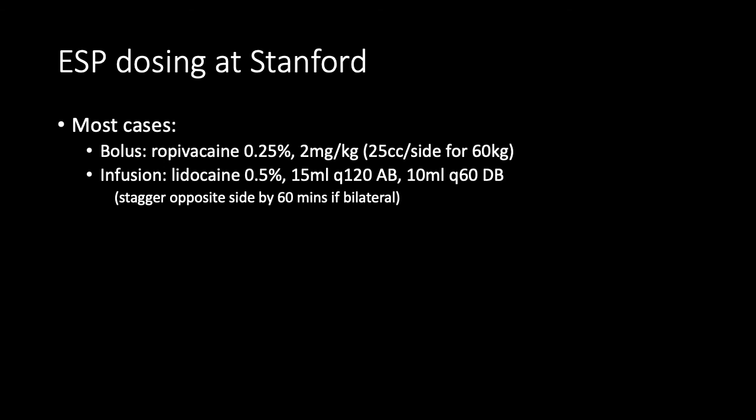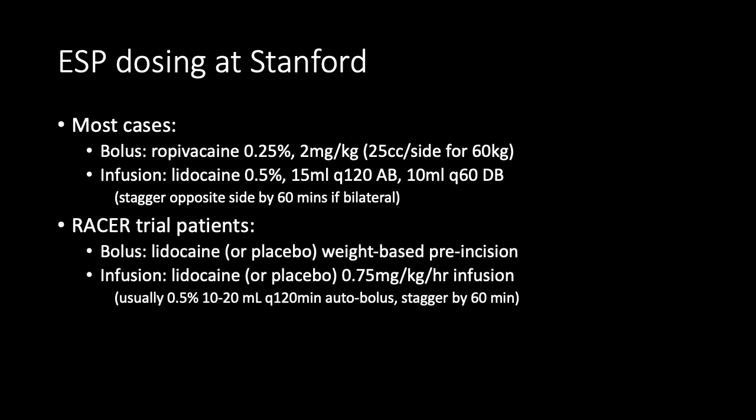And then in terms of dosing here at Stanford, for most cases we will bolus ropivacaine 0.25%, kind of an analgesic dose. We aim for 2 milligrams per kilogram total. So for a 60 kilogram patient, that would be 25 milliliters of 0.25% ropivacaine on each side. And then we typically these days infuse lidocaine 0.5%, 15 milliliters every 120 minutes, and we try to stagger them so that each side gets a dose every 60 minutes.